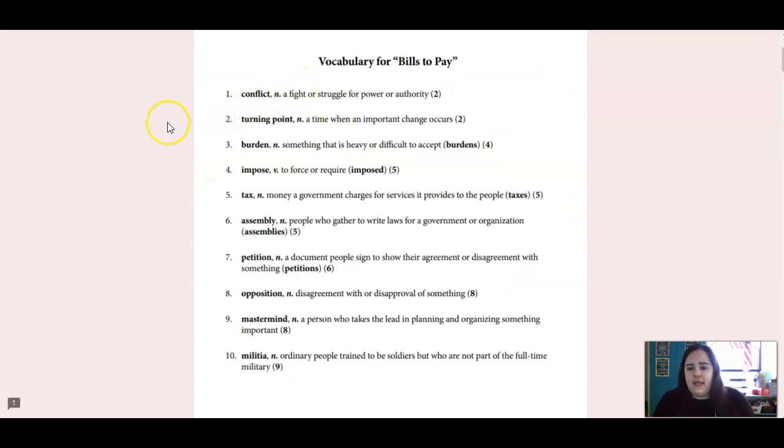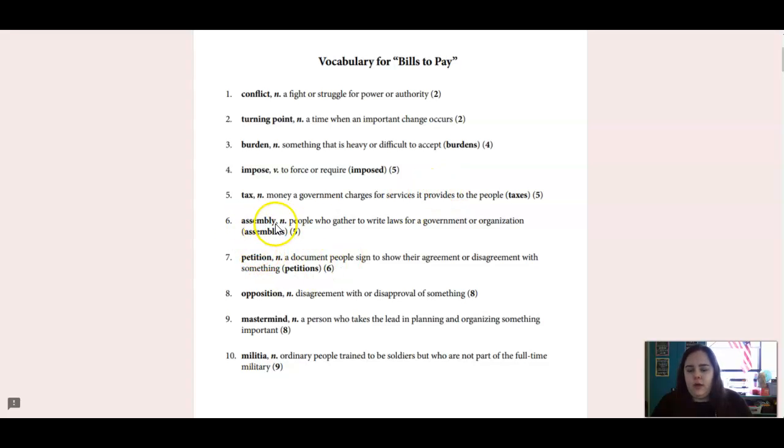First vocab word today is conflict. That is a noun, and that is a fight or struggle for power or authority. A turning point is a time when an important change occurs. A burden is a noun, and that is something that is heavy or difficult to accept. Impose is a verb, and that is to force or require. A tax is a noun, and that is money that the government charges for services it provides to the people.